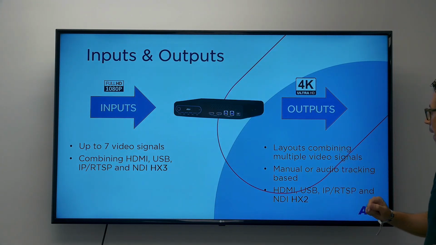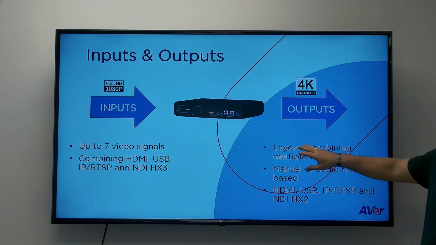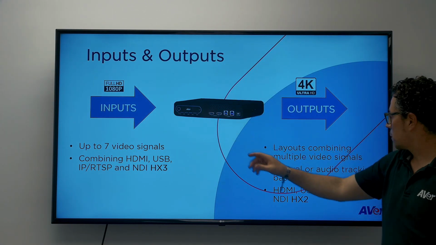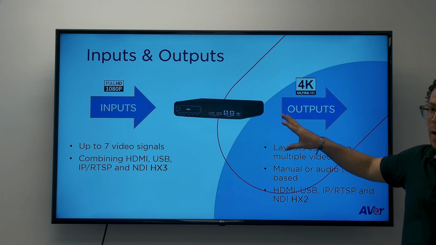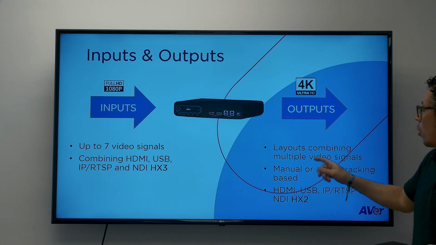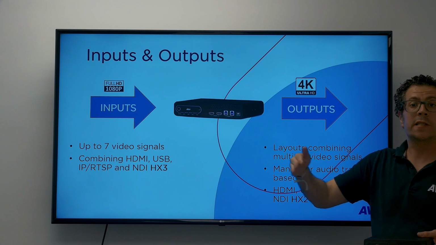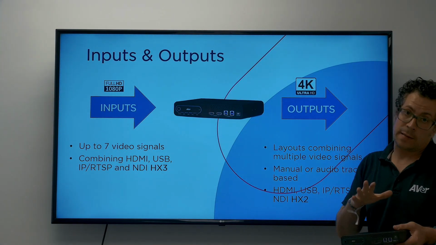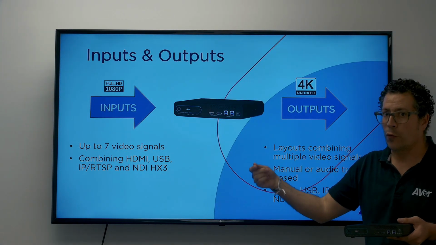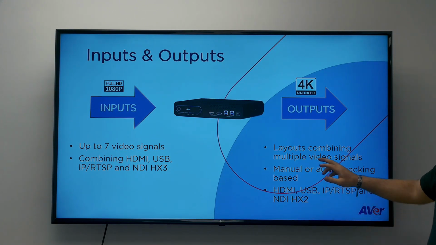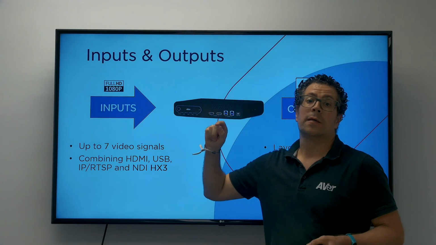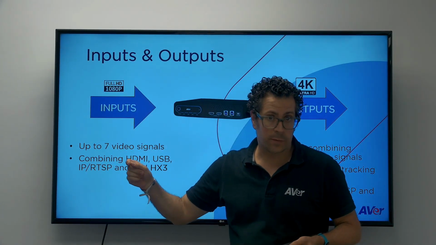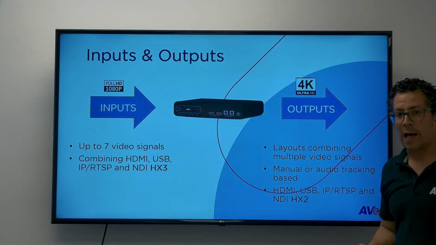In the output, what we have? In the output, we have layouts combining all the inputs. You can have manual layouts that you can easily switch, or you can have auto switching between different matrix, that is auto switching by audio activation. The output could be HDMI, USB, or IP or NDI. We will talk about this. Remember that the input is full HD for all the signals, and the output is 4K, up to 4K.